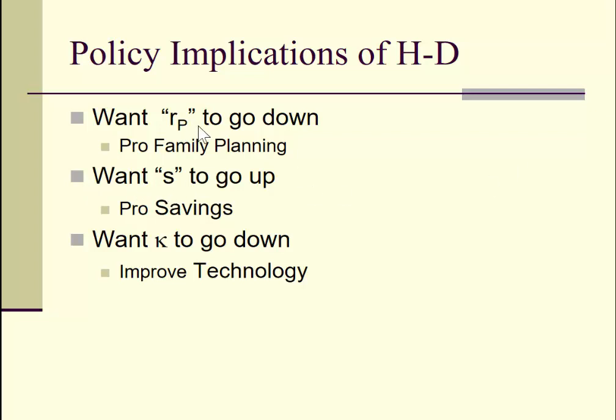R sub P to go down, we're pro-family planning. We want the savings rate to go up, we're pro-savings. And we want 1 over kappa to go up, we want kappa to go down, we want to make sure we're investing in good technology. So these were the policy prescriptions that you would hear in the 40s and 50s. Save more, get good capital, and have family planning.